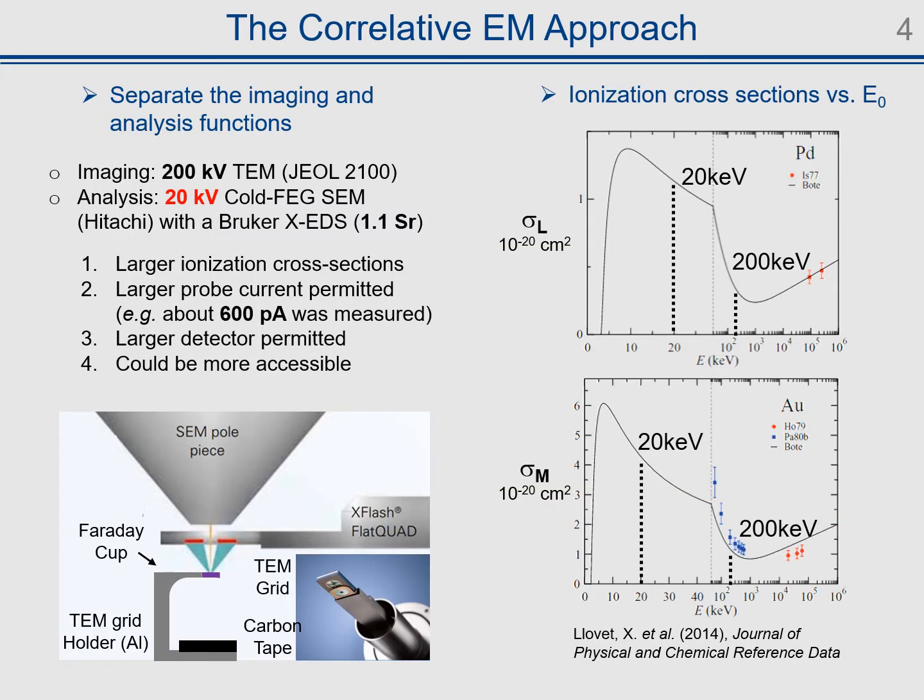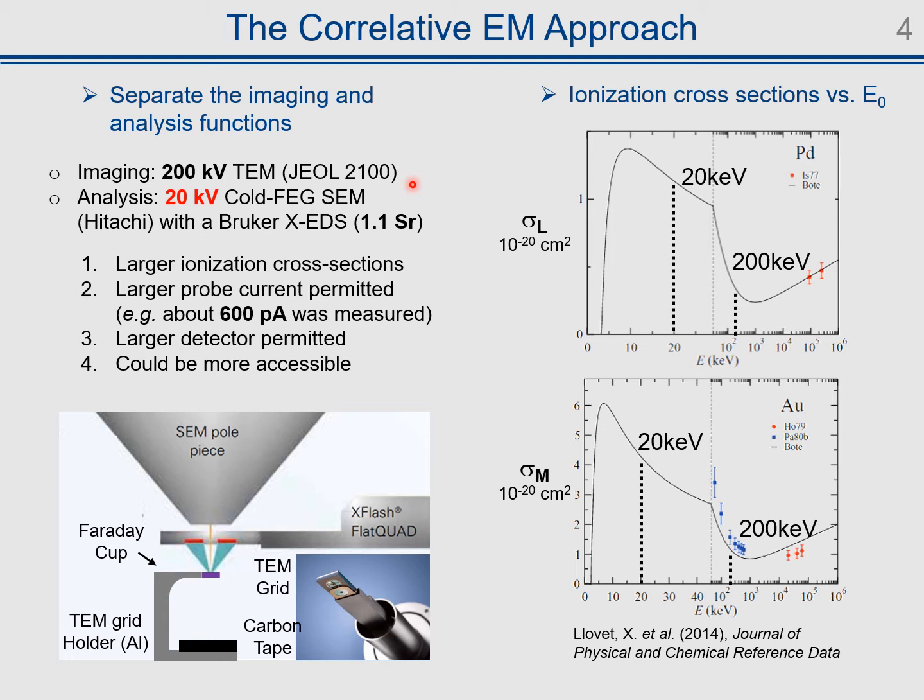In this work, we want to optimize the efficiency of EDS analysis. So we separated the functions of high-resolution imaging and chemical analysis into two different instruments. Nanoparticles are first located and imaged using a 200 kV TEM. Then a 20 kV SEM equipped with a large EDS detector is used to do the analysis on the same particles.